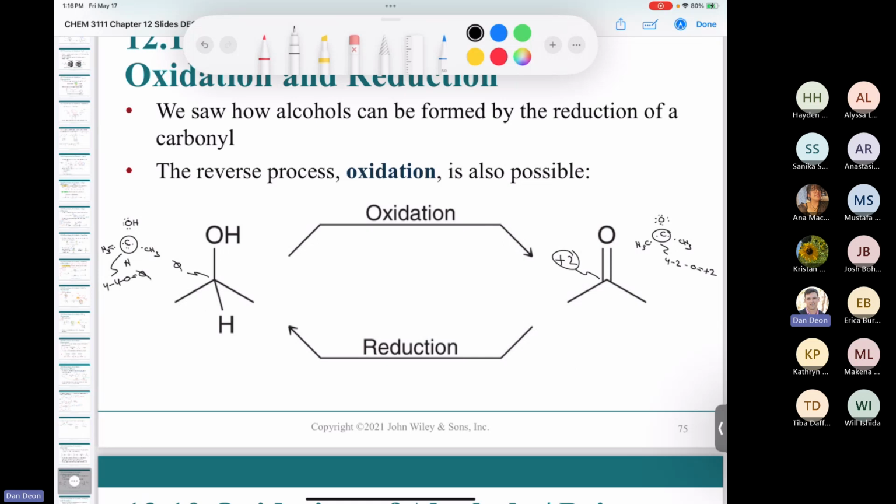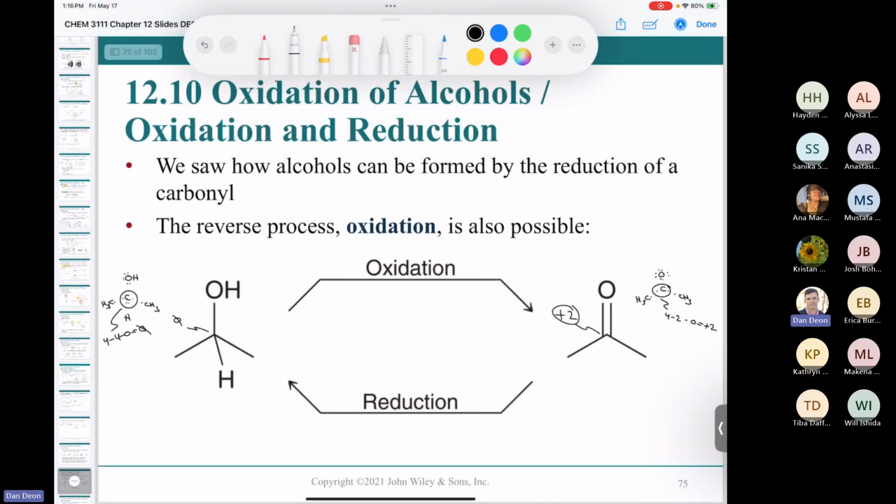And if you're thinking, what does that have to do with OIL RIG? What I would have learned in general chemistry, oxidation is losing. Losing what? Losing electrons. If you lose electrons, which are negative, you become more positive. So we clearly see that this is oxidation.